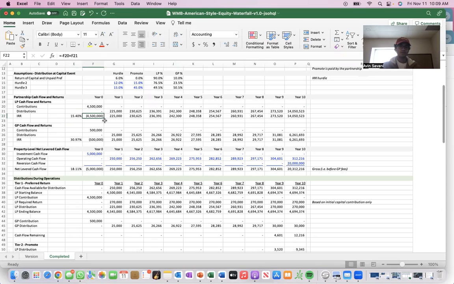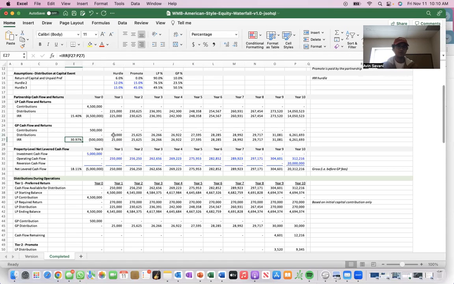And then the GP cash flows are laid out here, the distributions and contributions. So usually GPs can be responsible for anything from down payments, closing costs, renovation costs, right? Whereas the LP can be just responsible for all of the purchase price for the property, right? And then you'll see the internal rate of return right here.